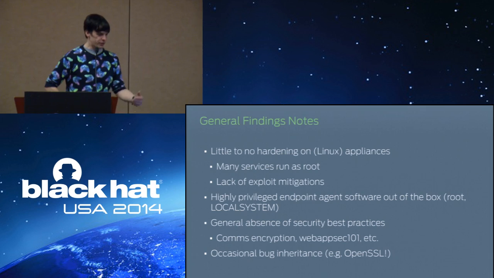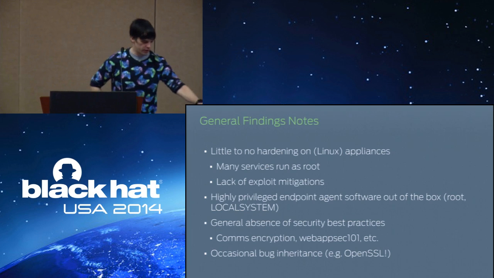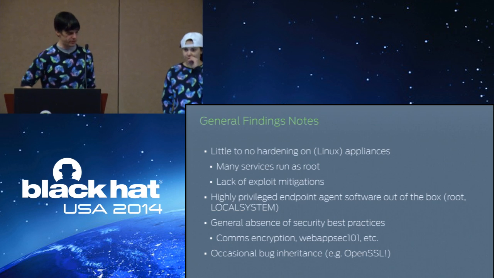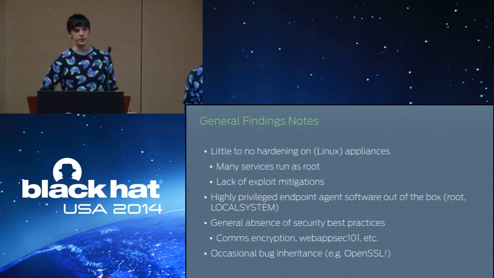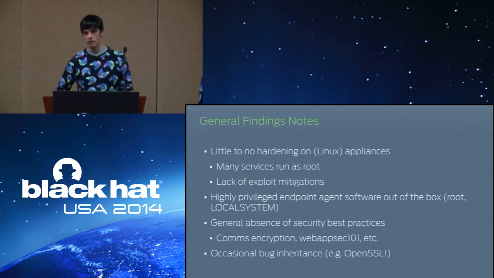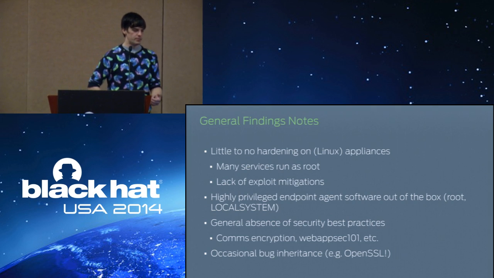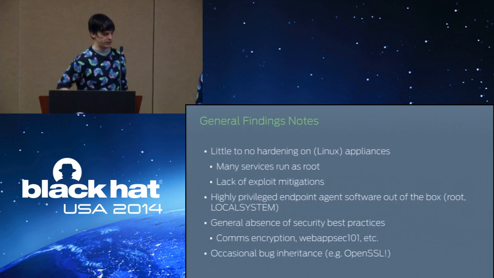There's also some occasional bug inheritance. Obviously, this little heart thing right here, Heartbleed, wasn't really a big deal. Didn't affect anyone. But where these services are using libraries like OpenSSL, obviously there is some bug inheritance there. Many of the vendors were quick to patch things like that, only because that was so catastrophic for the entire internet. But nevertheless, there is a lot of shared attack surface.